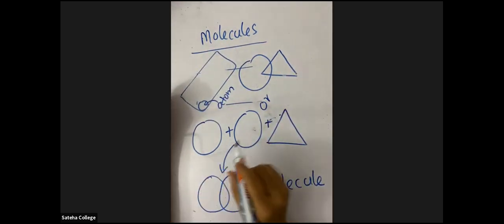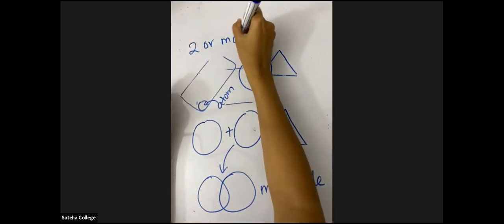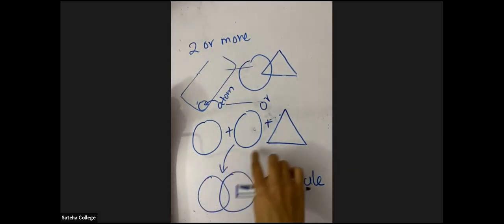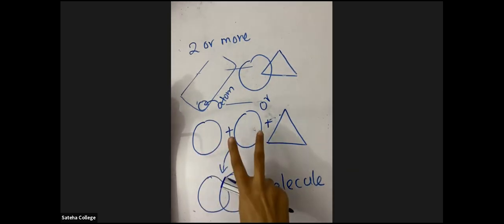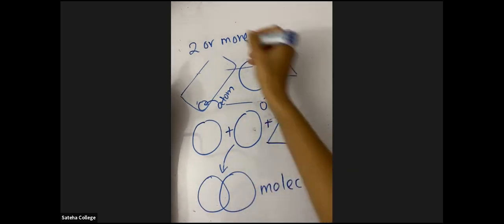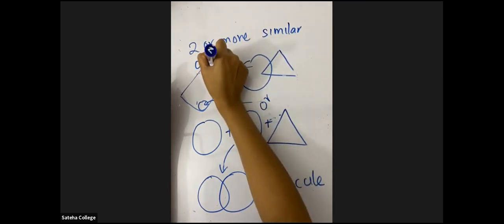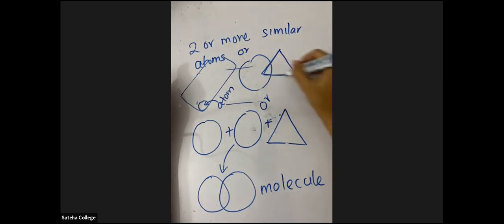So what is a molecule? Let's write it. Two or more. Here, are the atoms similar or different? Answer me. Are these two atoms similar or different? Similar. So two or more similar atoms or... Now look, this and this, are they similar or dissimilar?